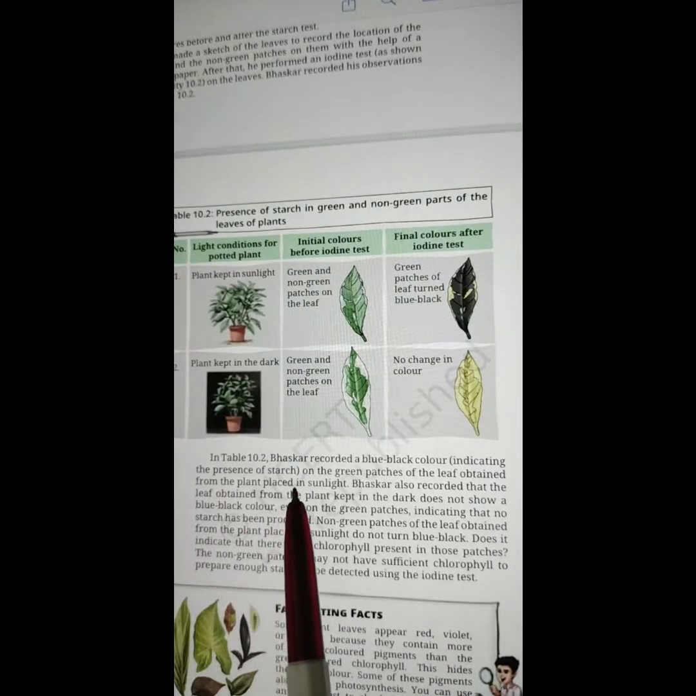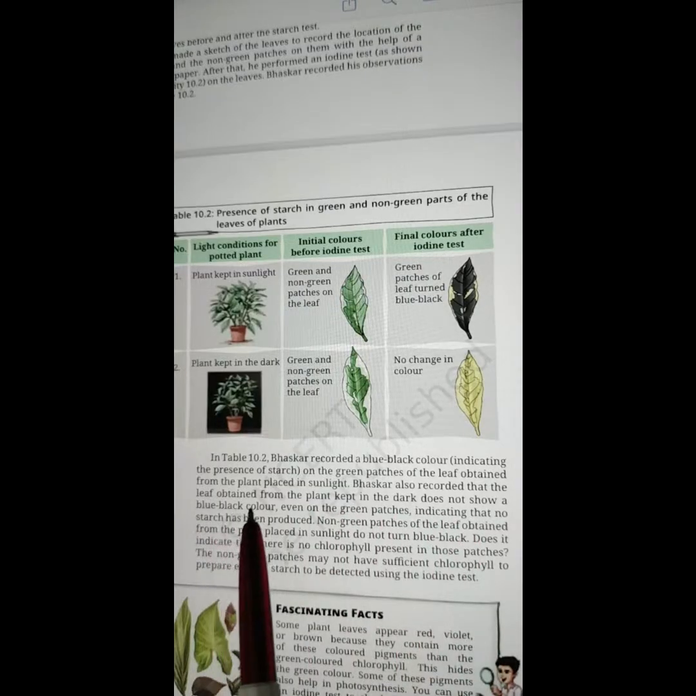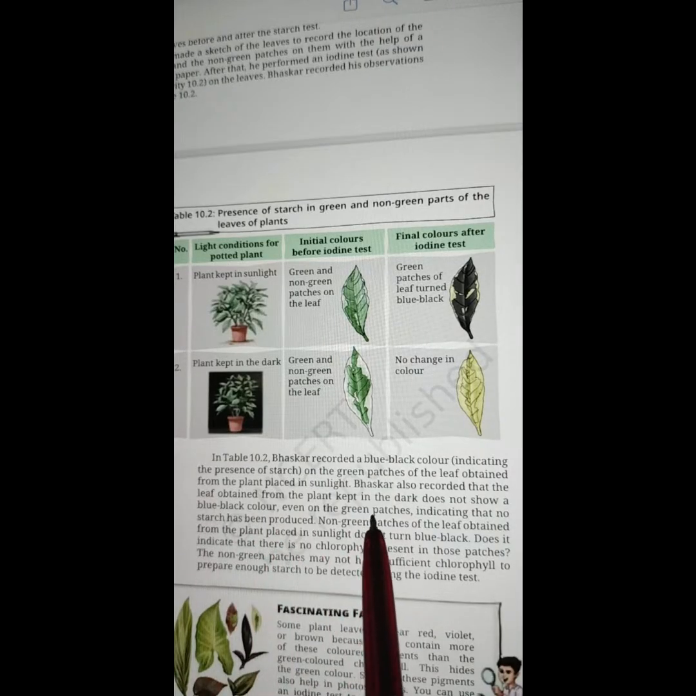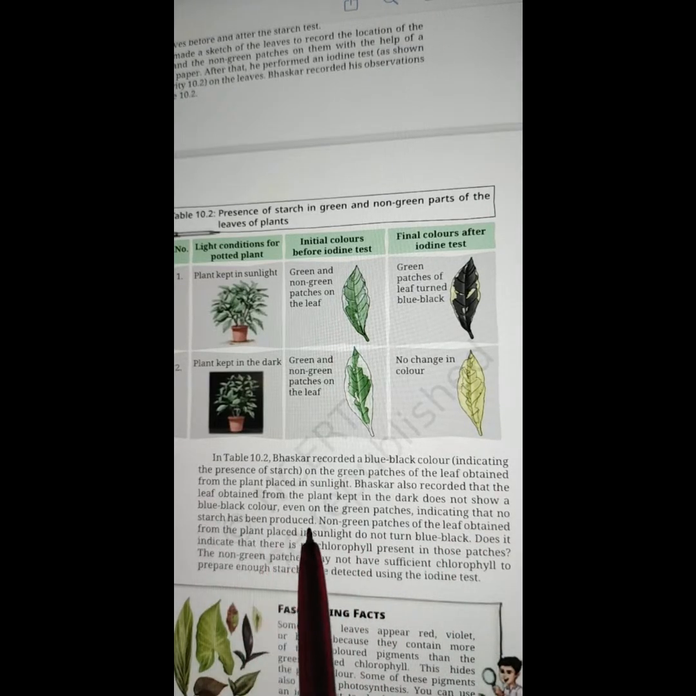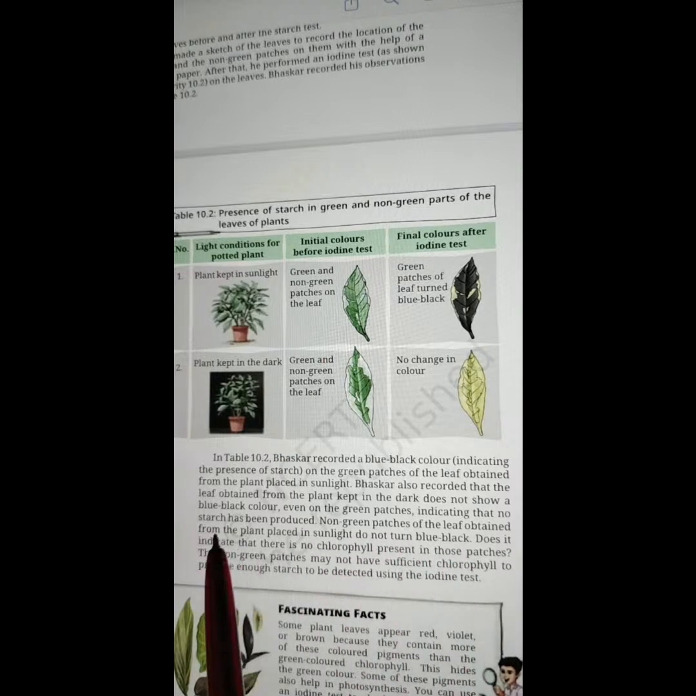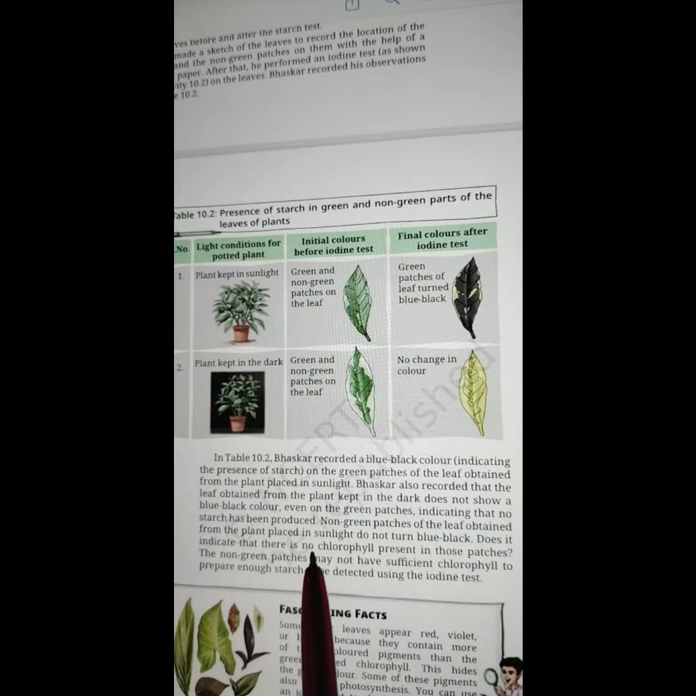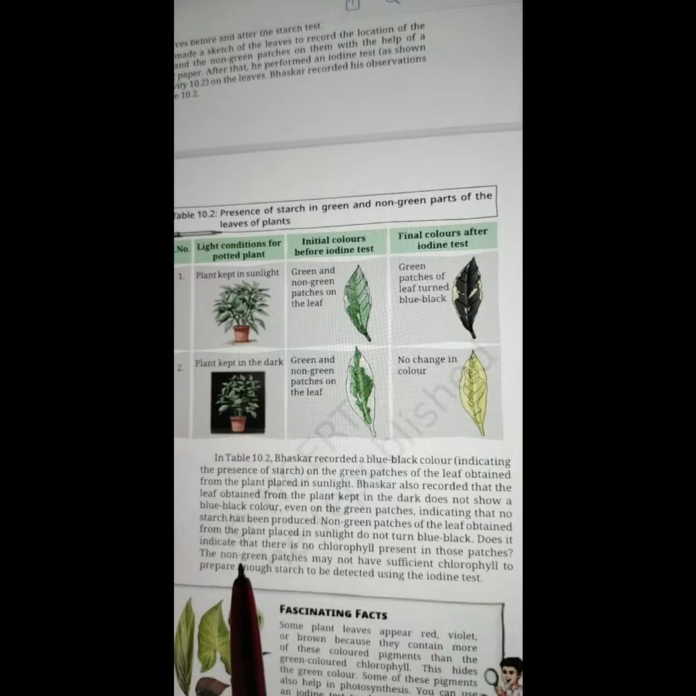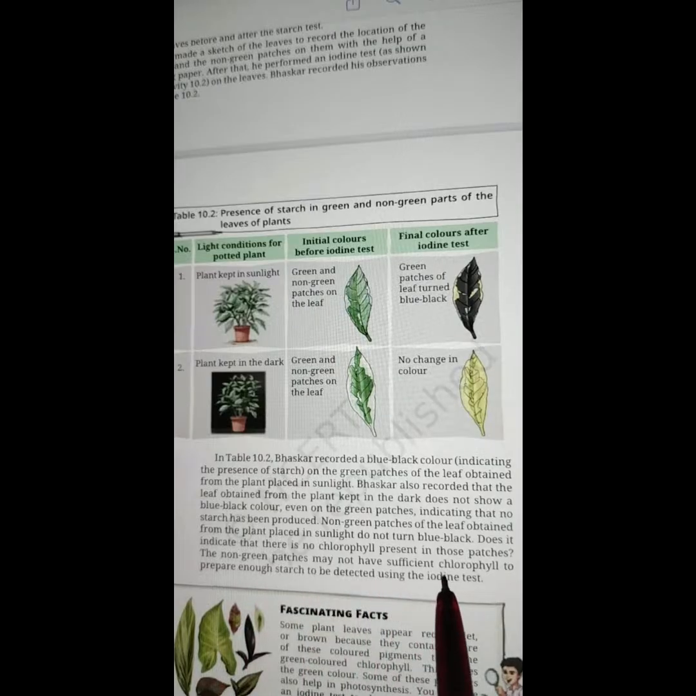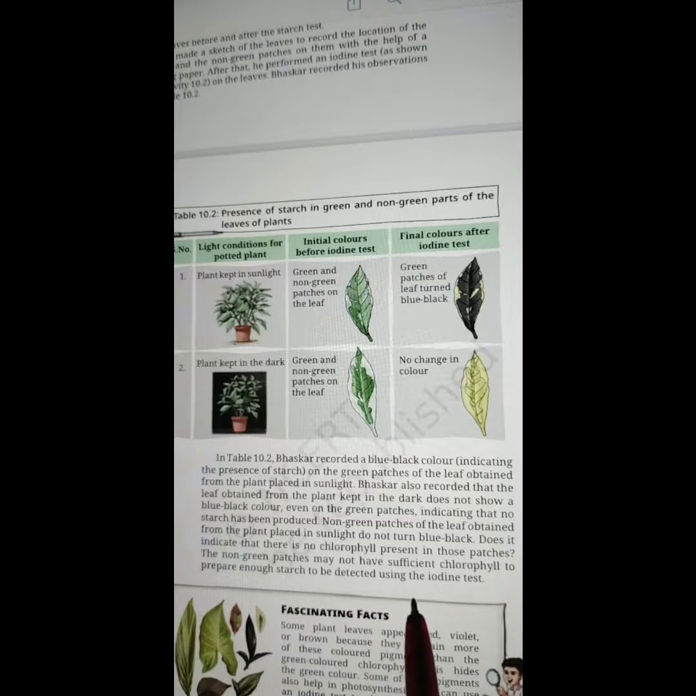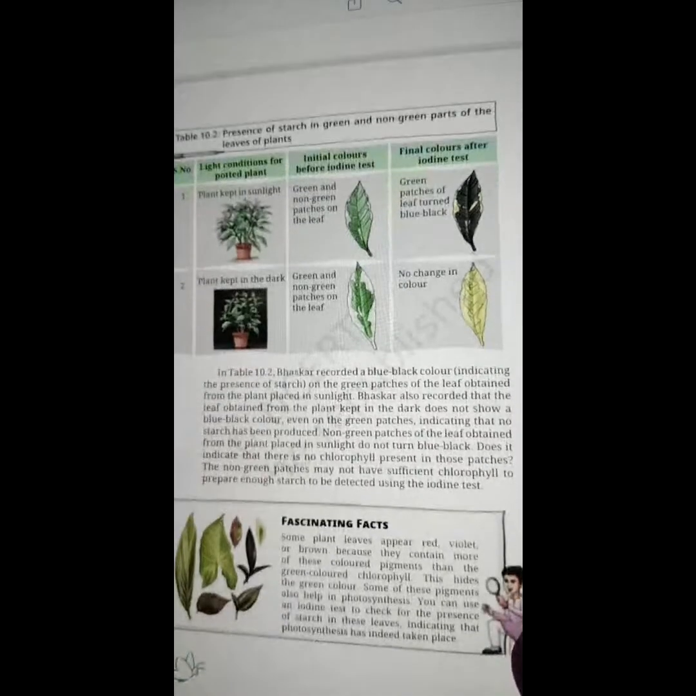In table 10.2, Bhaskar recorded a blue-black color indicating the presence of starch on the green patches of the leaf obtained from the plant placed in sunlight. Bhaskar also recorded that the leaf obtained from the plant kept in the dark does not show a blue-black color even on the green patches, indicating that no starch has been produced. Non-green patches of the leaf obtained from the plant placed in sunlight do not turn blue-black. Does it indicate that there is no chlorophyll present in those patches? The non-green patches may not have sufficient chlorophyll to prepare enough starch to be detected using the iodine test.